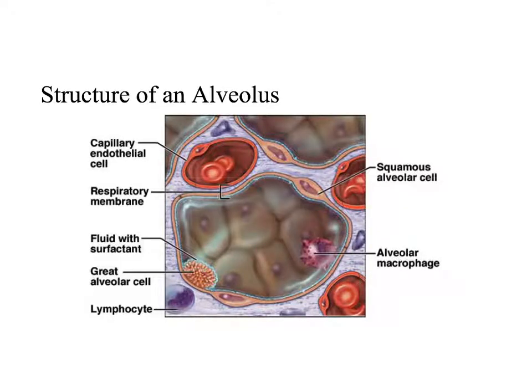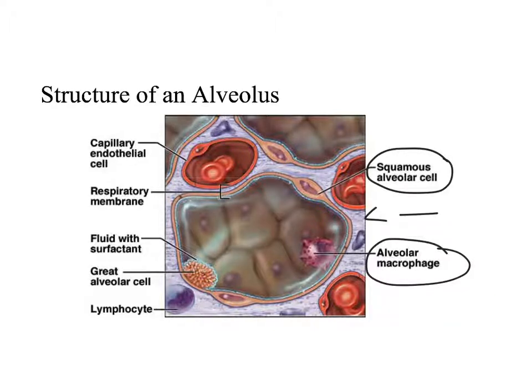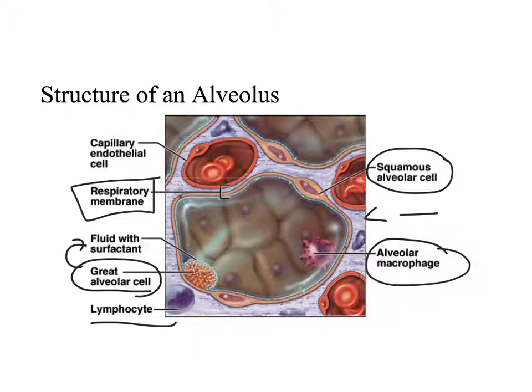So, structure of an alveolus. If you looked at one, it's a sac, and say we cut the front off of the sac. You're going to find several different kinds of cells. We'll have alveolar macrophages, and I have their functions listed on the next slide. So squamous alveolar cells, and we're going to have some great alveolar cells. These cells actually produce surfactant, and we'll talk about that in a minute. They also have lymphocytes.